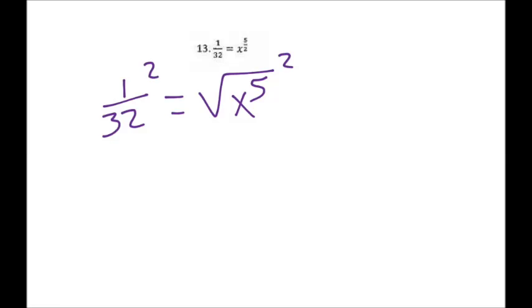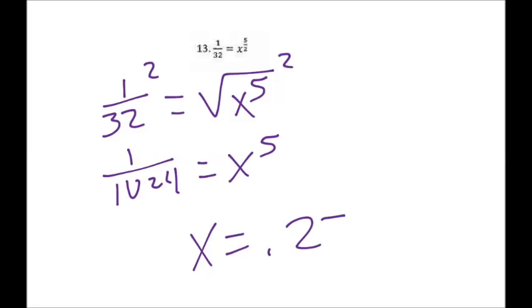Go to y equals, or 1 over 32 is equal to the square root of x to the 5th. Square both sides. You get 1 over 1024 is equal to x to the 5th. So 1 divided by 1024, root open, 1 divided by 5, x is equal to 0.25.